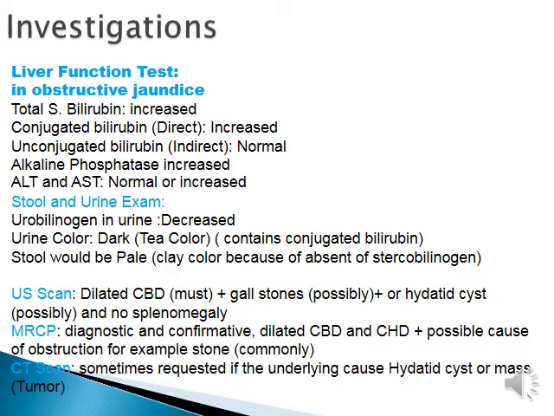And sometimes we might need to send a patient with obstructive jaundice for a contrast CT scan of the abdomen. It is sometimes requested to find the underlying cause, for example a hydatid cyst of the liver, where the patient presented with jaundice, or a mass or tumor of the liver or pancreas, or a periampullary tumor. So it is important to know all these investigations.